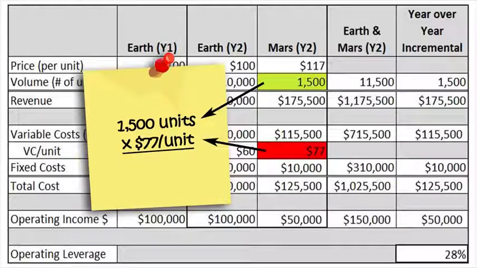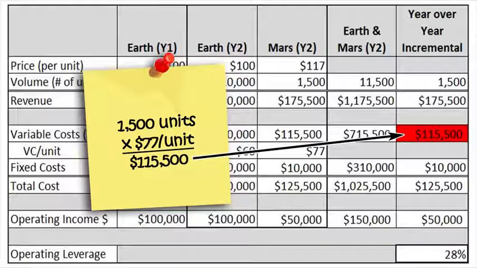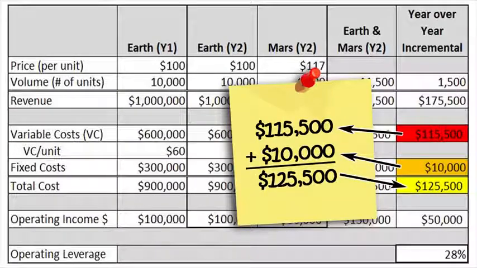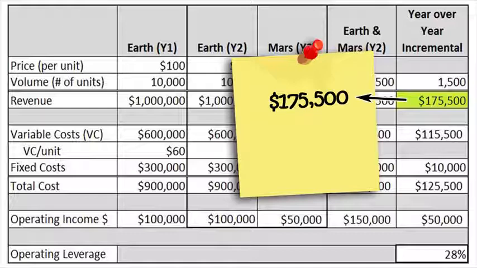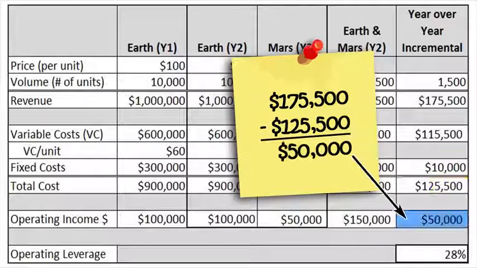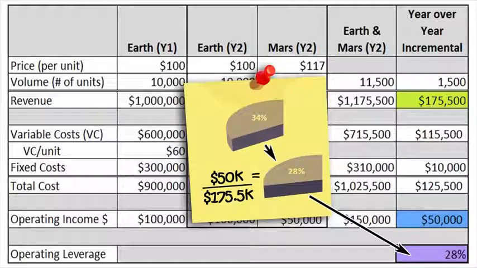However, due to the increase in volume, incremental variable costs increased from $77,000 to $115,500. Remember, we also invested an incremental $10,000 in back office support, resulting in increased fixed overhead and total incremental cost of $125,500. So even though total revenue increased to $175,500, operating leverage decreased due to fixed cost investment, with a net result of $50,000 in operating income dollars and operating leverage of 28%.